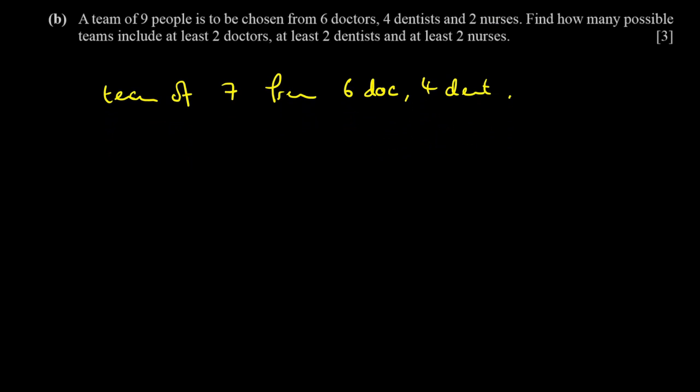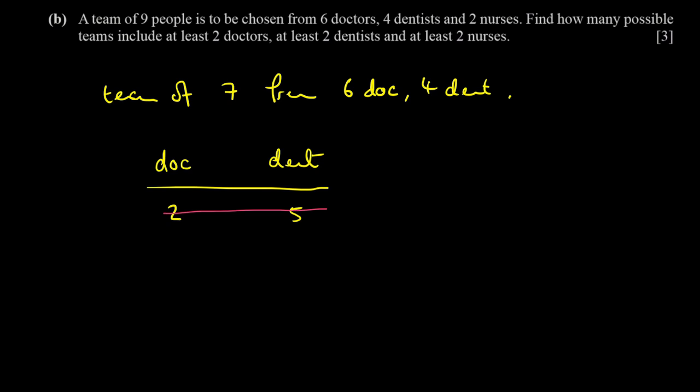So I think the best way to do this is to think about the different ways we can have it. Let's say we've got doctors here, and dentists here. If we've got to have at least 2 doctors, let's say we had 2 doctors there, how many dentists would we need? We would need 5, wouldn't we? But hang on, we can't have that because we've only got 4 dentists to choose from. So this case cannot exist.